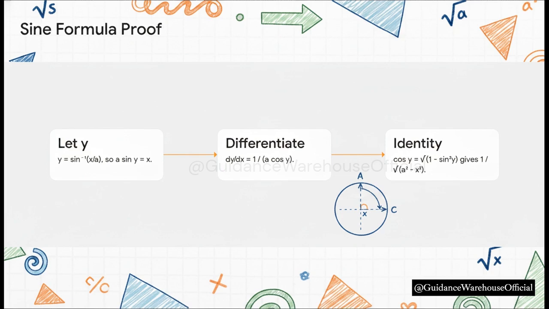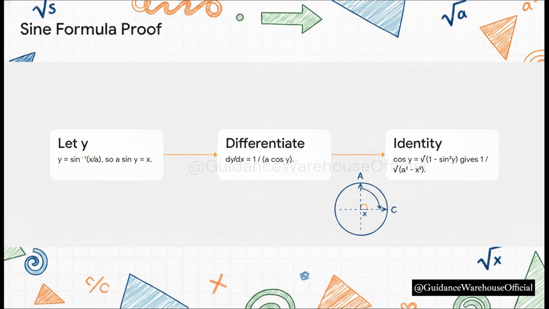First, let's start by letting y equal the inverse sine of x over a. If we arrange that, it gives us a times the sine of y equals x. Okay, moving to the next step, let's use implicit differentiation. Taking the derivative of both sides with respect to x gives us a times the cosine of y times dy/dx equals 1. If we go ahead and solve for dy/dx, we get 1 over a times cosine y.